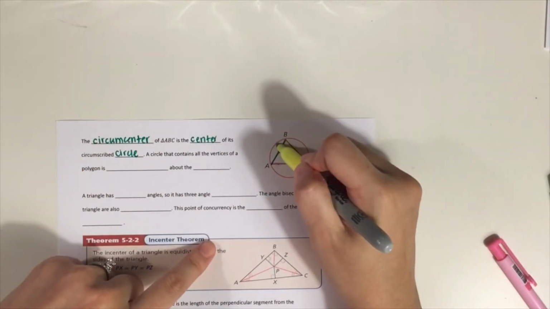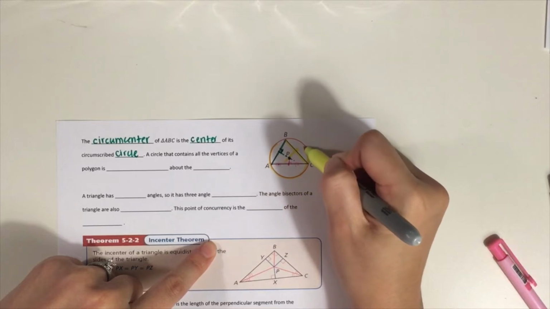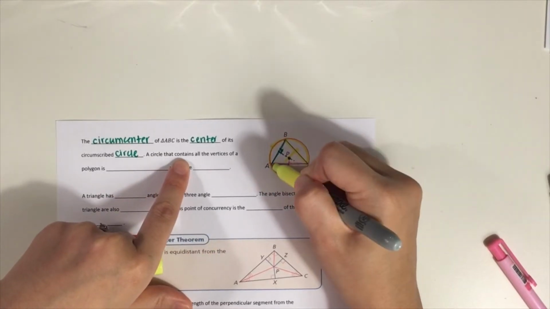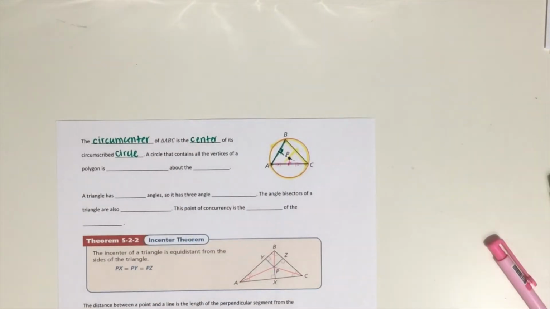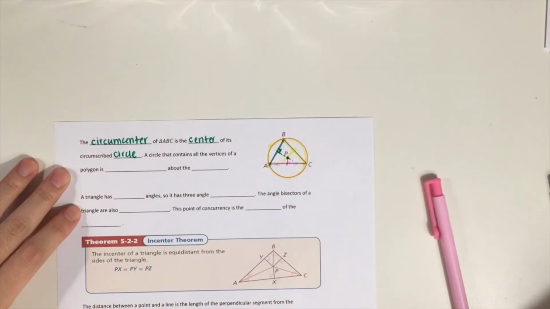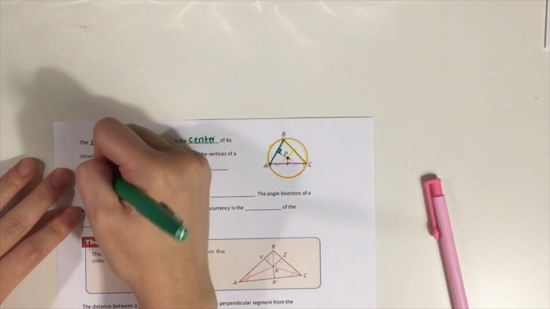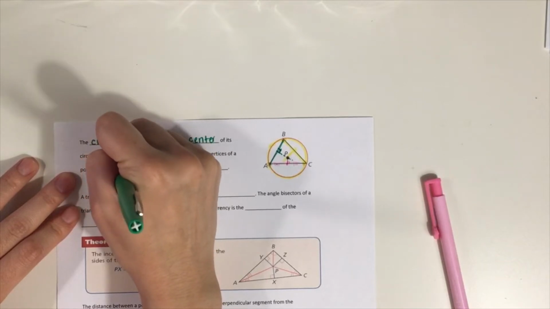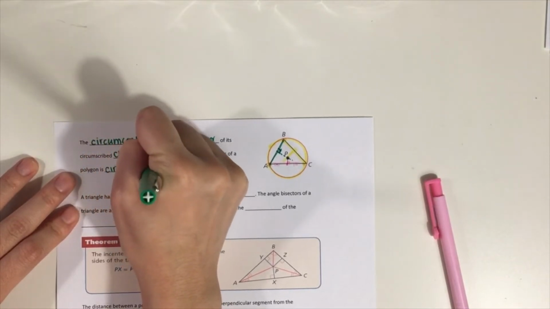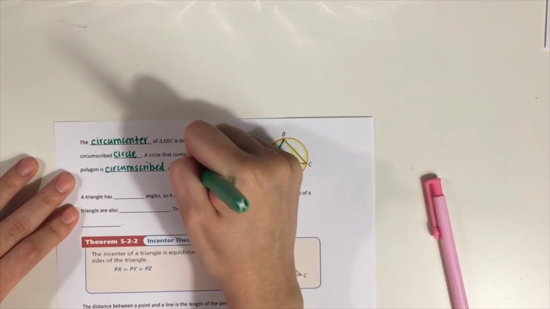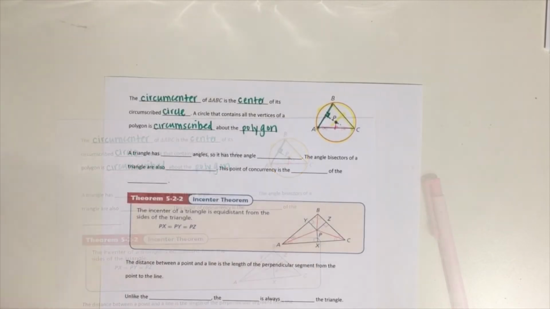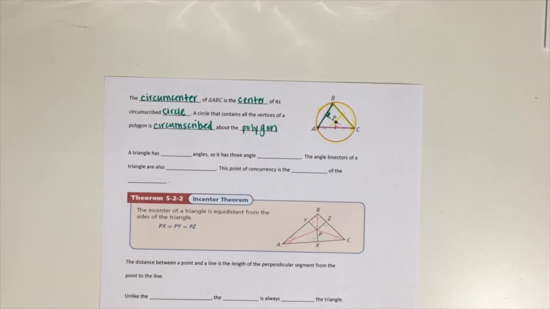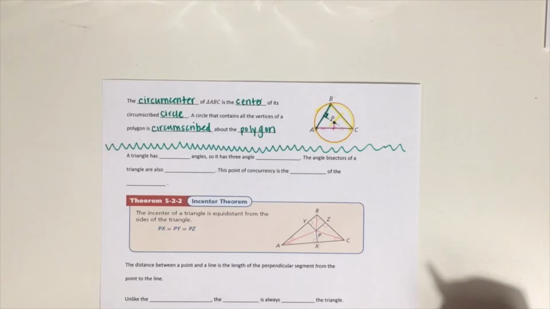So here is the circumscribed circle, because it's a circle that literally contains all the vertices of the polygon. Okay. So a circle that contains all the vertices of a polygon is circumscribed about that polygon. Okay, we'll practice more in class and see how to apply this to problems.